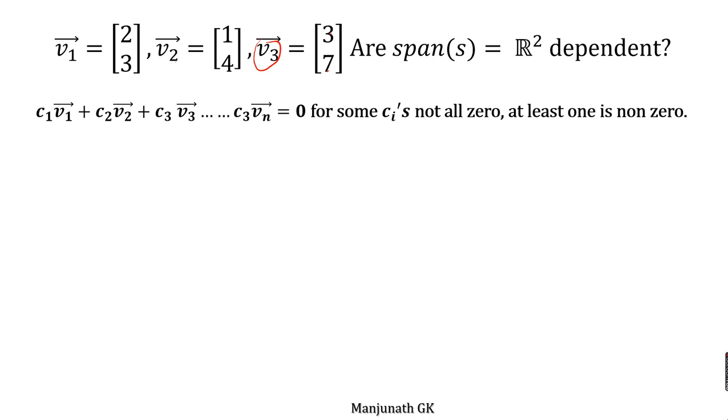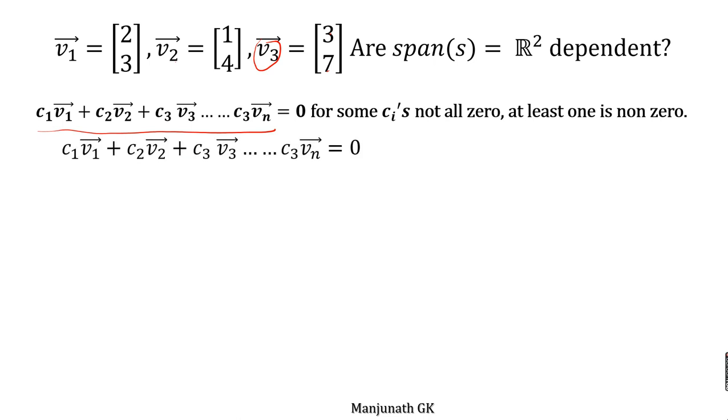All right, one more possibility, we have the definition. These vectors are dependent if this condition is satisfied: if a linear combination of the given vectors is equal to 0 for some ci's, not all 0, at least one non-zero, then you can say that they are dependent on each other. Let us apply this rule.